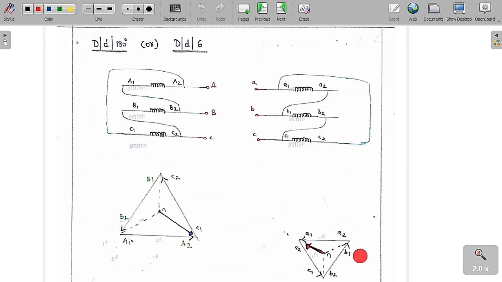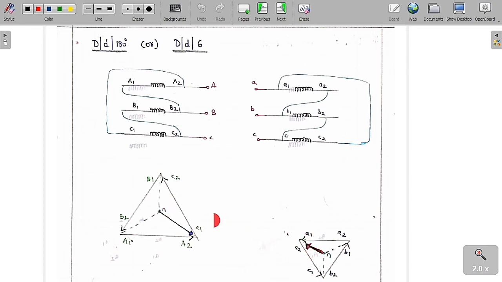So you can see clearly A2 is connected to B1, B2 is connected to C1, and C2 is connected to A1. Take the arrows where we are going to take the supply, at A1, B1 and C1, and now take the neutral point. We are taking supply from A1, so draw a straight line up to point A1. For taking supply from A1, you have to draw a vector from neutral to here.